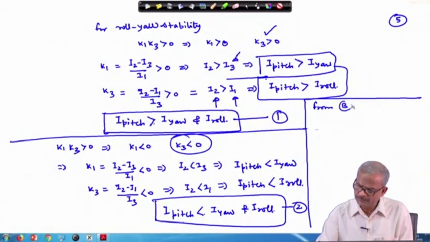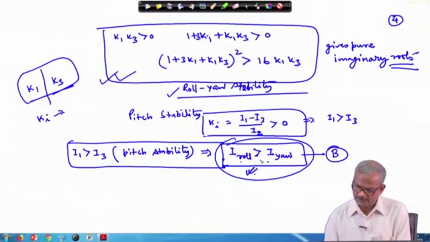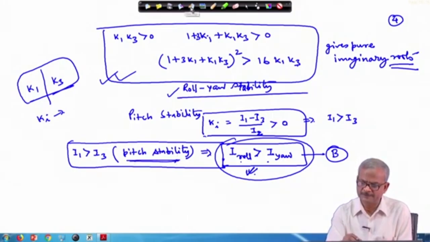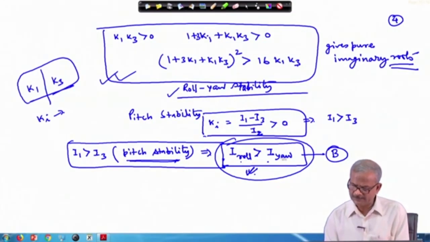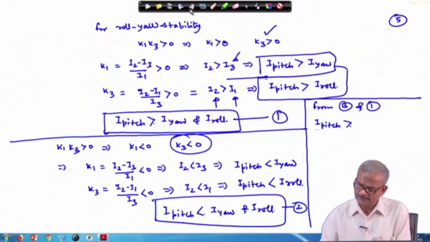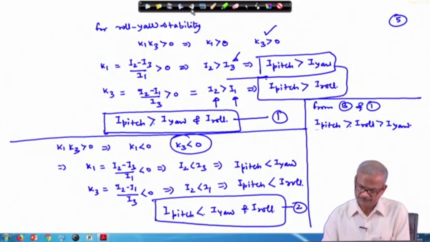So, from B1, what we get is that I pitch should be greater than I roll, and I roll has to be greater than I yaw, for ensuring pitch stability. Here I pitch is... there is no pitch and pitch here, okay, just check it. So, I pitch should be greater than I roll and this should be greater than I yaw. This is what we conclude using this one and this one.